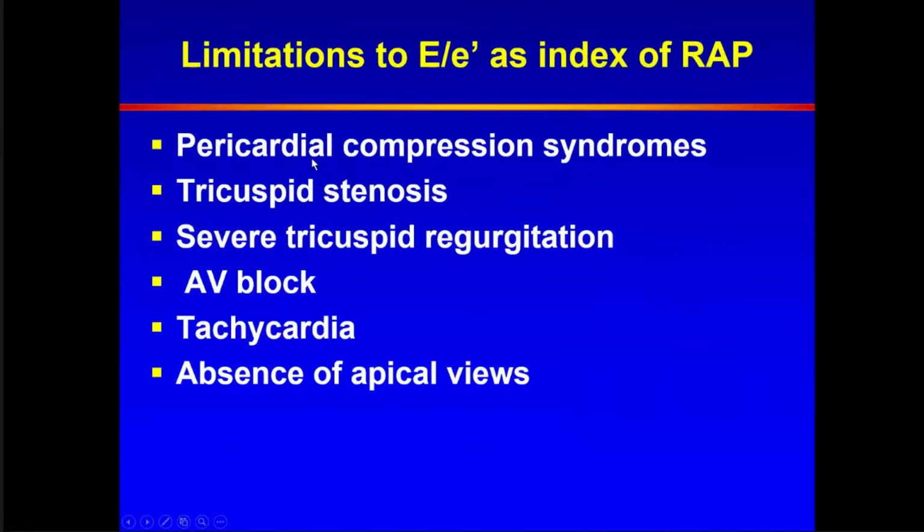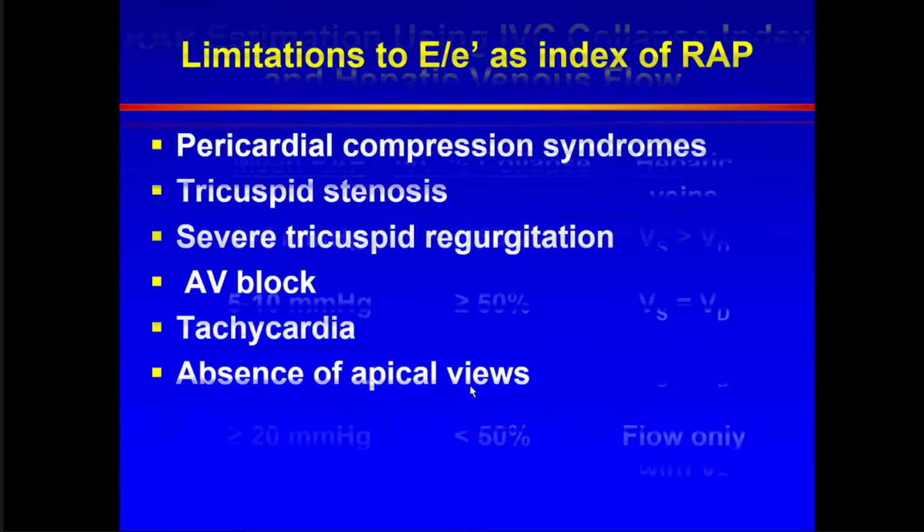Limitations are in patients with pericardial compression syndromes that can affect the free motion of the RV free wall. These velocities can decrease, not because of a function problem of the right ventricle diastolic function, but because of the adhesions. Other limitations are tricuspid valve disease, stenosis, and significant regurgitation, arrhythmias, and the absence of apical views.